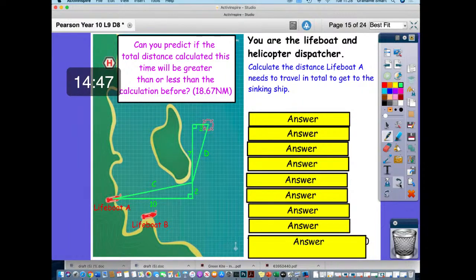But I want you to look up the top in purple. I've said, can you predict if the total distance calculated this time will be greater than or less than the calculation before? Now the calculation before was a distance of 18.67 nautical miles. So can you work out your answer? Before you work out your answer, think about it in your mind, whether it will be greater than or less than the calculation before. So more to think about, so a little bit more time this time.